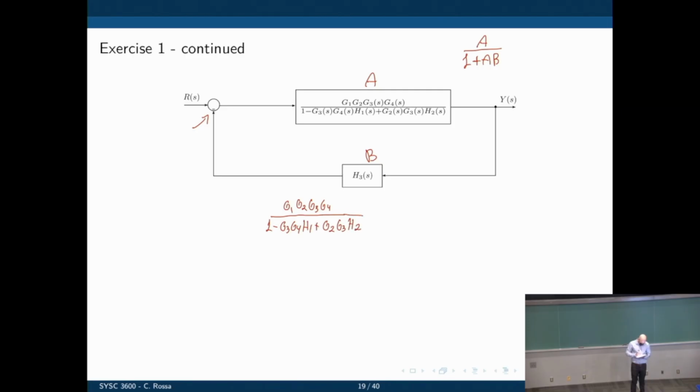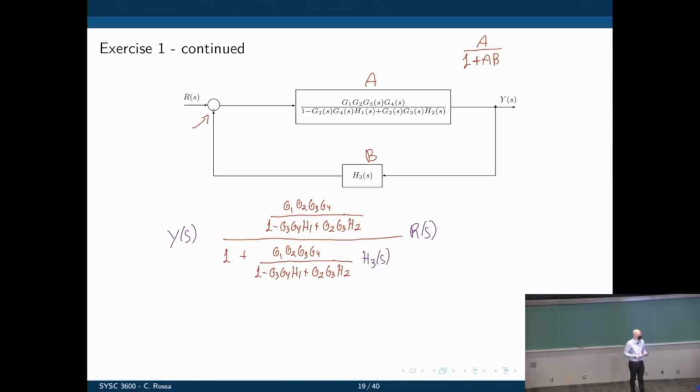And this is divided by 1 plus that, I want to write this again there, that times H3. Right, so this is the equation for Y of S, and this is times R of S.